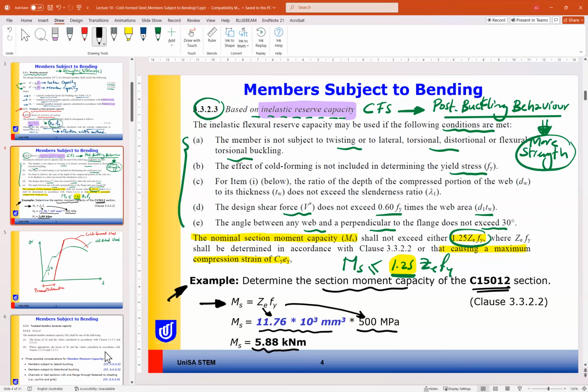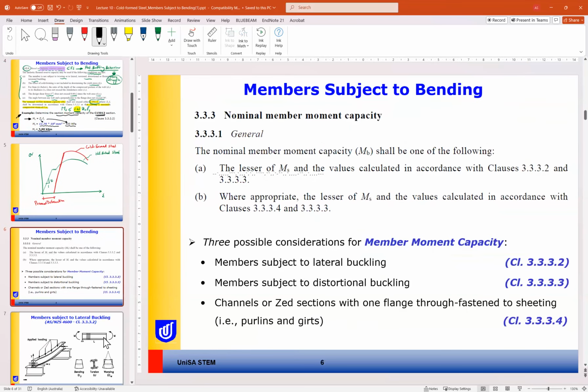So the section capacity is straightforward because there is no global or overall buckling behavior for the member. What is the second capacity, or the second check we need to do for the member under bending, for the bending capacity?